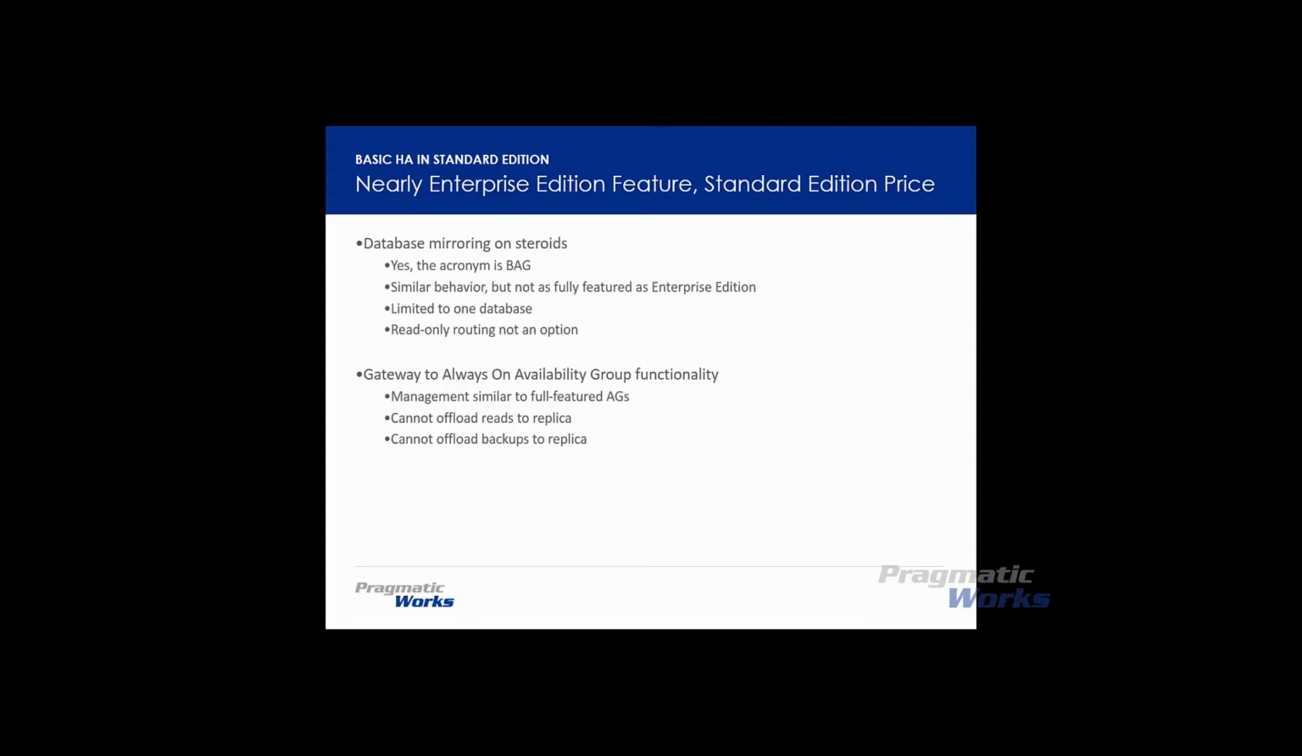It's managed very similarly. You get a lot of the same GUIs and things like that, but you can't offload reads to your replica, which you can only have one of, and you can't offload backups as well. Those are some of the compelling selling points for larger customers with the basic availability group stuff, and you don't have that.